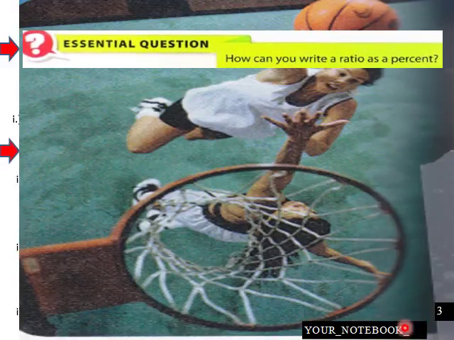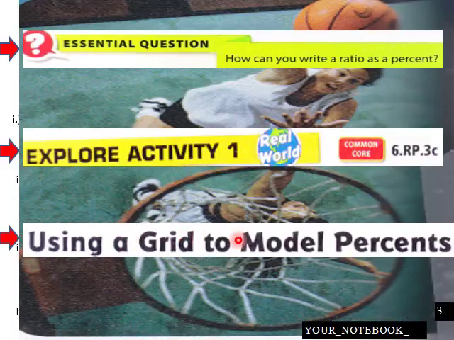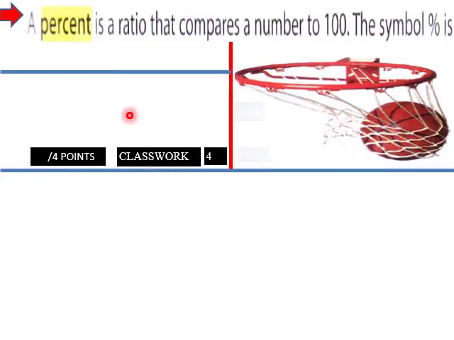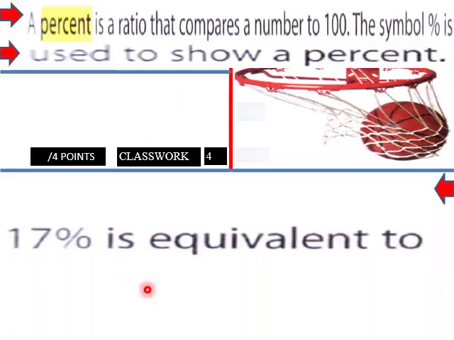Notebook, students, page 3 in your notebook, explore activity. Using a grid to model percents. Now we can use a grid that will give a visual representation of percentages. Page 4 of our classwork here. A percent is a ratio that compares a number to 100. This symbol here is the percent symbol, used to show a percent.